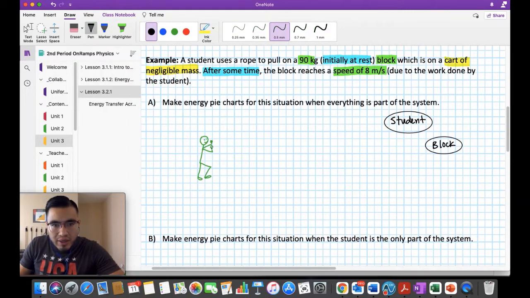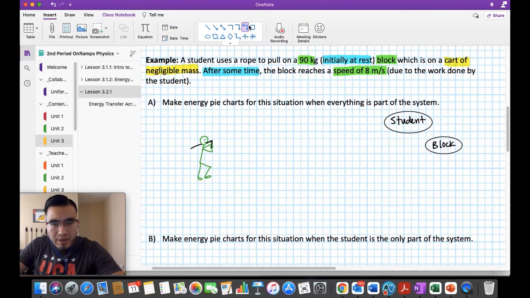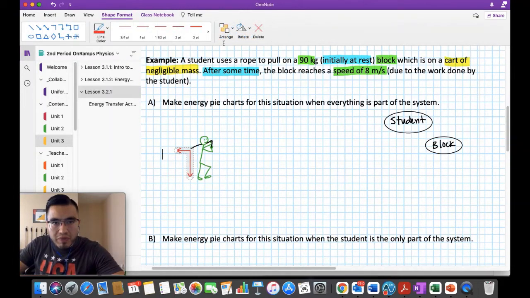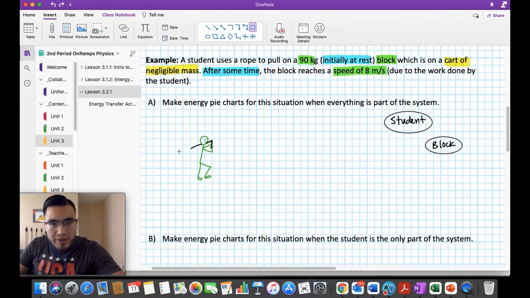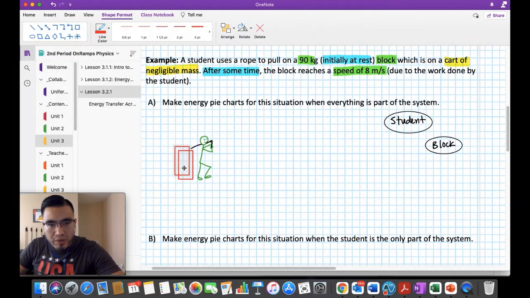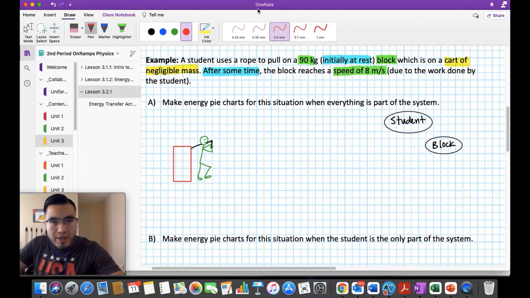And there's the rope, right? Wait, the rope has to go through the hands. There's the rope, and then it's a red box or red block. Red box, like before Netflix, that's how you would rent movies. Maybe you can still see them at, I think, Walmart or Walgreens. So there you go. And this is 90 kilograms. And then some wheels.